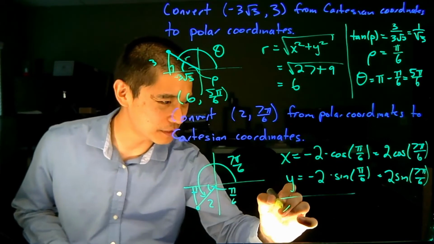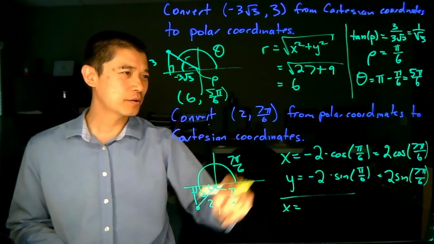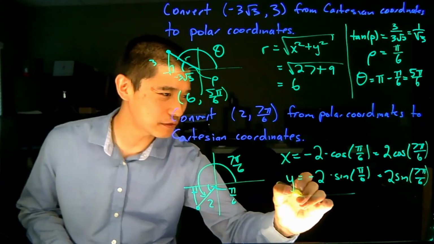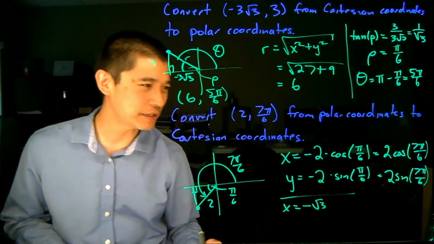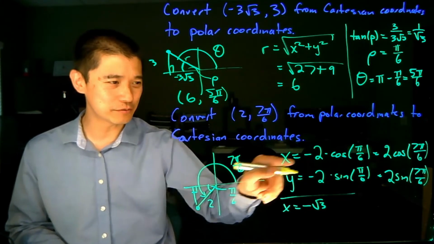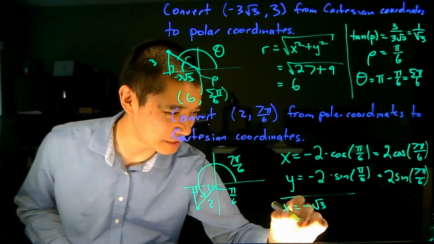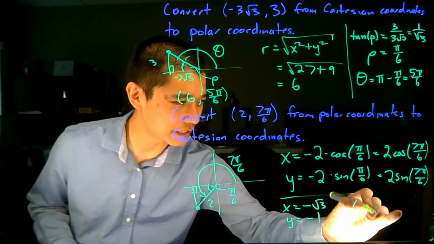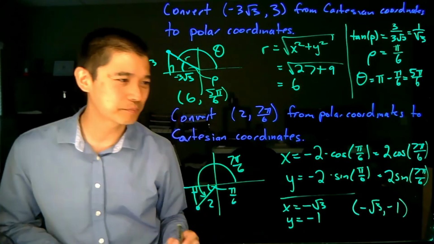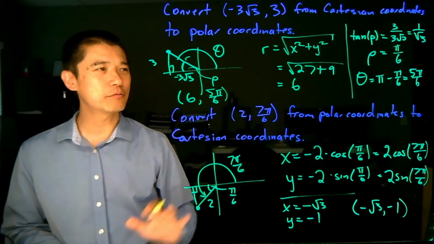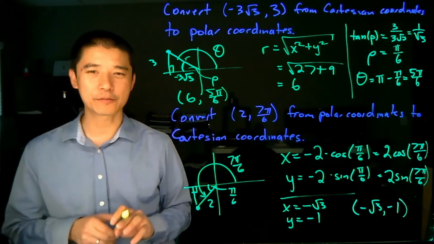And I didn't leave myself enough space on the right, so cosine of pi over 6. Cosine of pi over 6 is root 3 over 2 times the negative 2 is going to be negative root 3. Sine of pi over 6 is going to be 1/2. So negative 2 times 1/2 is y equals negative 1. And so the coordinate is negative root 3 comma negative 1. And so for both of these, as long as you understand the picture, the rest of it should follow from all of your previous experience with trigonometry.